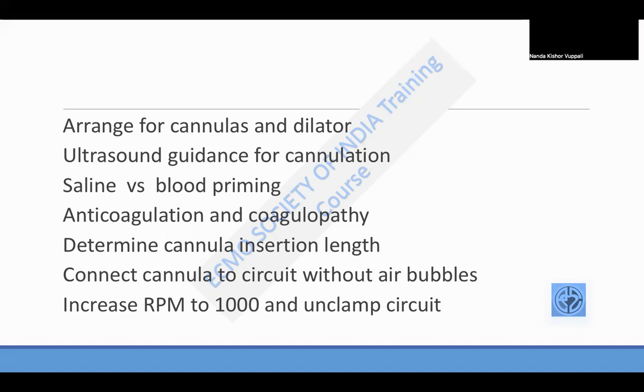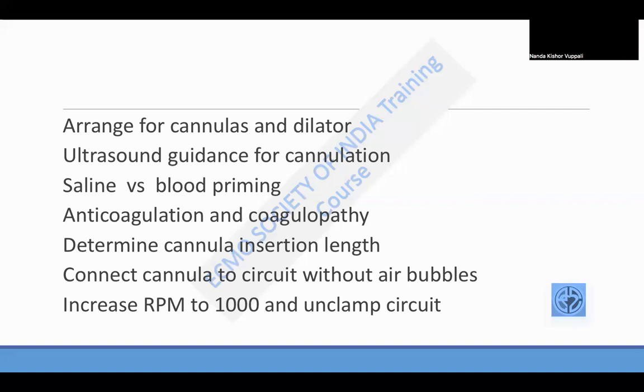And then once you put in the cannulas, connect those cannulas to the circuit without air entering it. One needs real hands-on experience for that, how to do it, which you're going to learn in the hands-on sessions over the weekend. Once the patient is connected to the ECMO circuit, the circuit is clamped so that there won't be any blood flow from the patient into the circuit, a reverse flow.